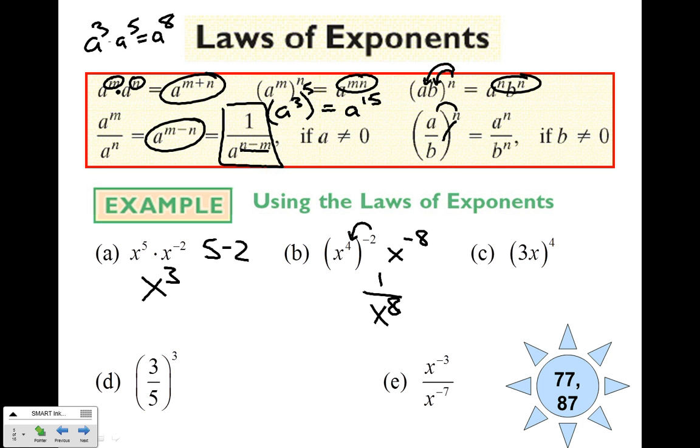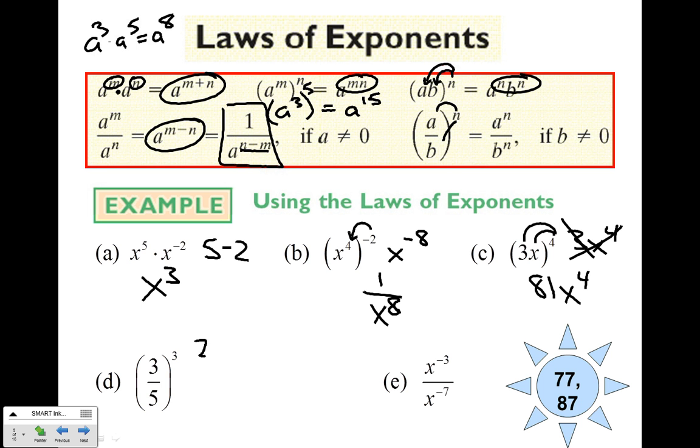All right, now here's where people make the mistake. The answer to this is not 3x to the 4th. Okay, that 4 has to go in both places. 3 to the 4th, which is 81, x to the 4th. Be very, very careful there. That's a common mistake. All right, this 3 is going to go both places.